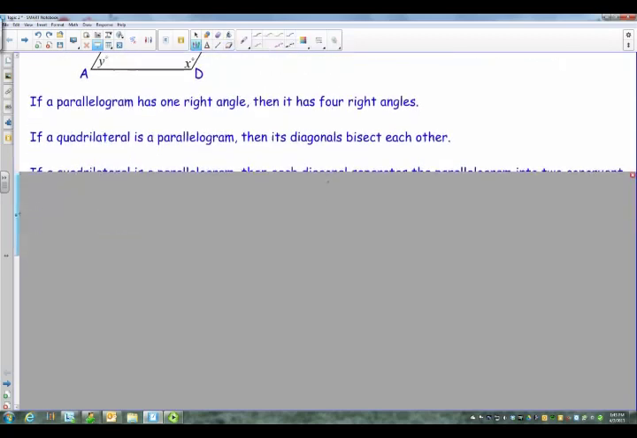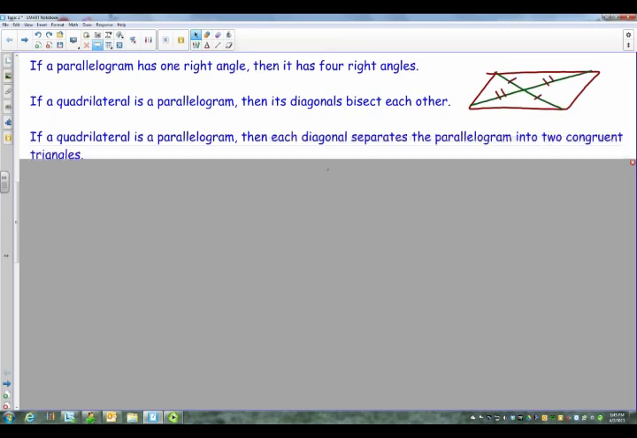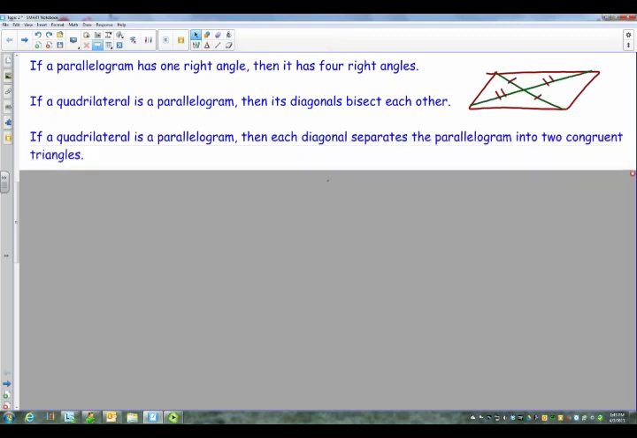If a quadrilateral is a parallelogram, its diagonals bisect each other. So if you've got a parallelogram, looks something like this, and then you've got diagonals. Now remember, diagonals connect opposite vertices. Well, what that says is they bisect each other. So that means that this is congruent that way, and this is congruent that way. And that helps us because if we're given a problem that has diagonals, we can set those equal to each other.